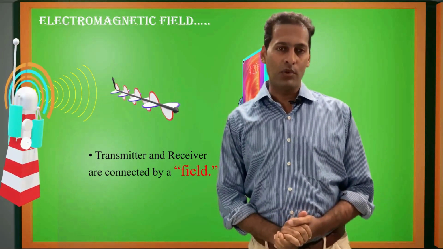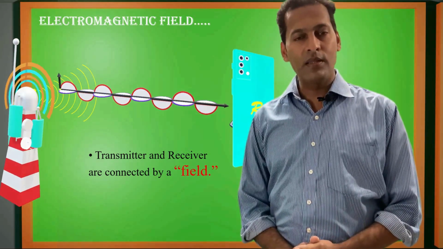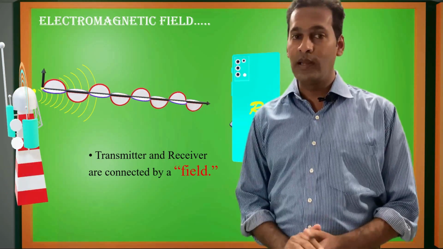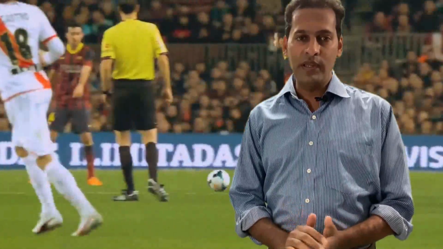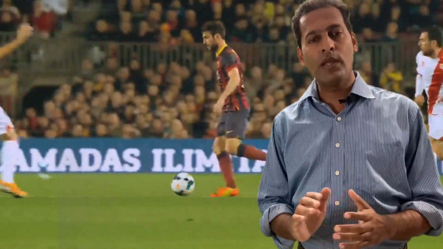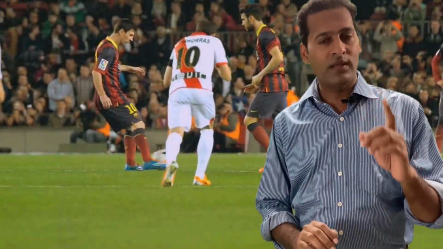One is electro, that means it is related to electric field. Another part is magnetic, that means it is related to magnetic field. Combinedly it is called as electromagnetic field. So what is field? Field may be any place where number of forces are working together for one task.